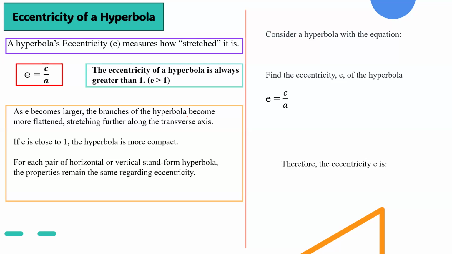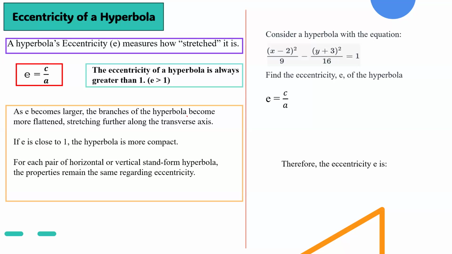Now, as e becomes larger, the branches of the hyperbola become more flattened, stretching farther along the transverse axis, which is also known as the x-axis. But if e is closer to 1, then the hyperbola is more compact, which means it will be closer to the vertex or vertices. Now, for each pair of horizontal or vertical standard form hyperbolas, the properties remain the same regarding eccentricity, which means we'll always be using the formula e is equal to c over a.